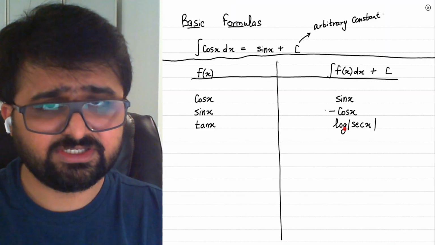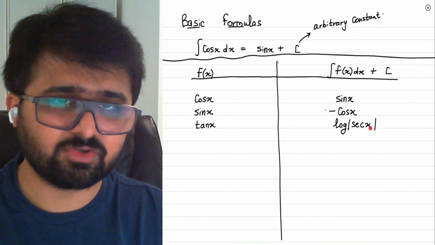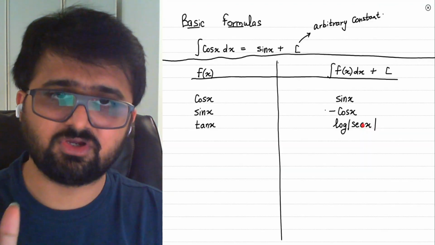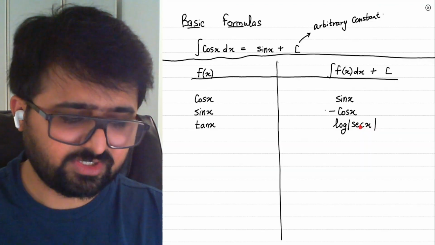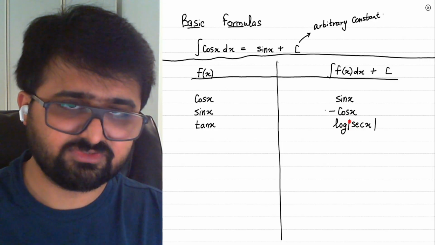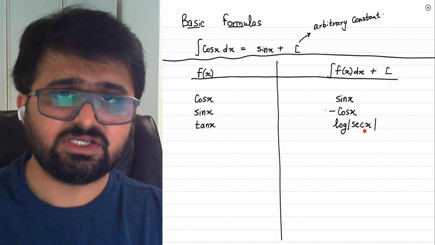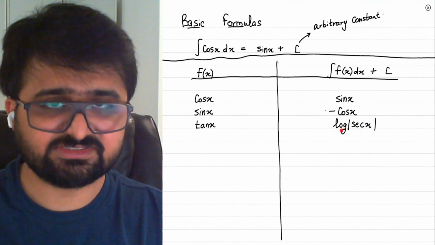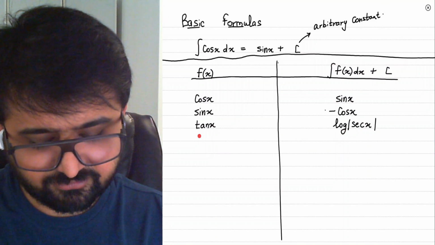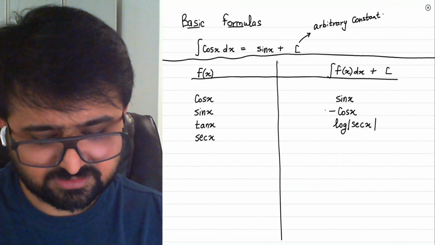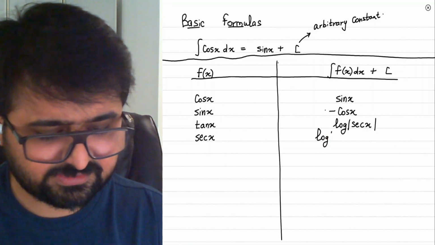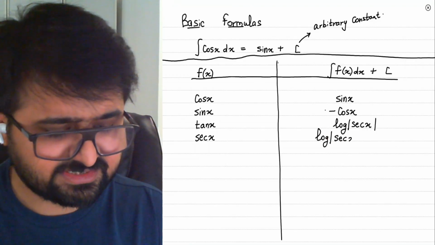Whenever there is log in it, basically we always put modulus just to show that there cannot be a negative number inside of a log, because log of negative is not defined. So we always make sure to not have a negative number inside of a log, which is the reason that we put modulus whenever there is log. Then there is integration of sec x, which is log of, again when there is log we put modulus, sec x plus tan x.